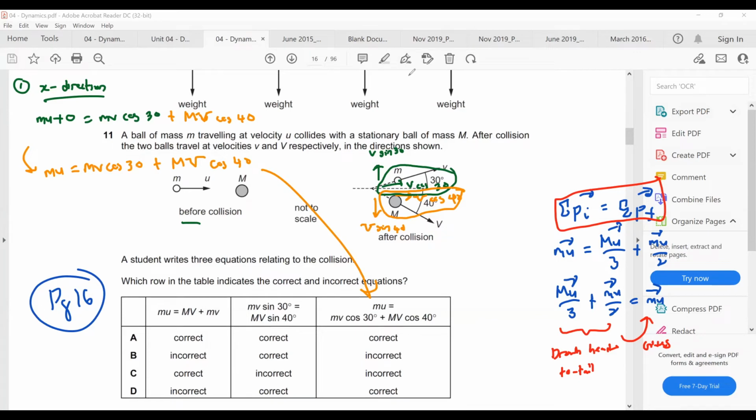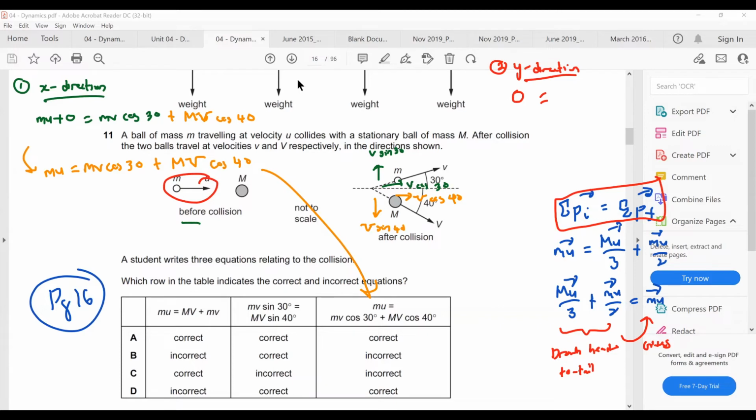What if you talk about the y direction? Now you talk about the y direction, there's no vertical momentum here because this one is moving horizontally, so no vertical momentum. This one is stationary, also again no momentum. So this one is just going to be equals to 0, right?